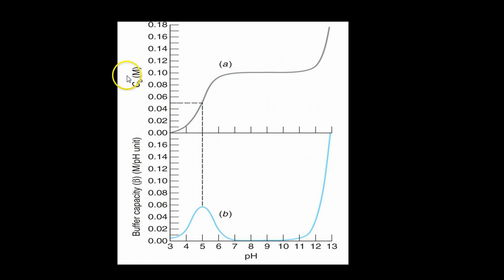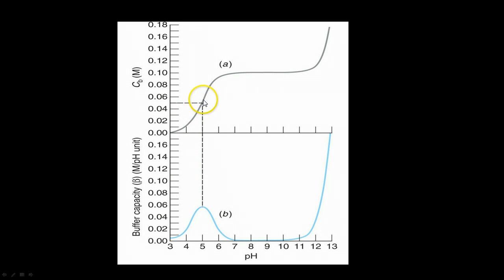Two plots here, and one of them is concentration of base added. So this would be like your hydroxide. This would be the pH change. And you can see there's this range here between about 4 and 6, where you can add quite a bit of base, and you get relatively little change in the pH.